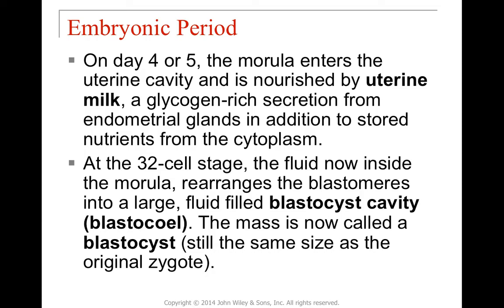Okay, once we get to the 32-cell stage, it's going to start shifting around. So no longer are all of the cells going to be everywhere. They're starting to orient themselves. And we're starting to get a section that's going to be fluid filled. That's called the blastocoel. That's going to have a blastocyst cavity. And the mass of cells itself is called the blastocyst. And again, it's still approximately the same size as that original 2-celled zygote.